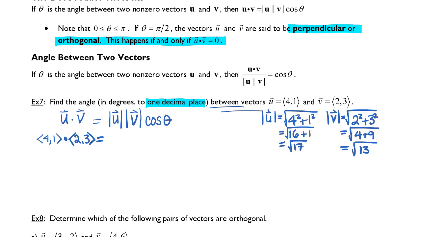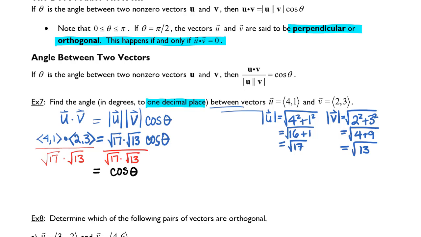That means that I will have these two vectors dotted, which is equal to the square root of 17 times the square root of 13 cosine of theta. Now remember, I'm trying to find the degrees between them, which means I need to divide both sides by the square root of 17 times the square root of 13. If I want to find cosine of theta, I just need to simplify this numerator. I'll have 4 times 2 plus 1 times 3, all divided by the square root of 17 times the square root of 13. That's equal to cosine theta, but I actually need the angle.